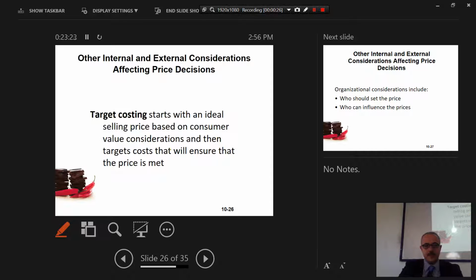Okay. Now, what is target costing? Target costing starts with an ideal selling price based on consumer value considerations and then targets cost that will ensure that the price is met. Let's take this example. What do you guys think if we want to make a new machine? This machine, we will put it on your tables here. And basically your tables will have like a smart board where you put your hand, it will open, and then you can write on it, and it will save to your workplace. What do you think? Great. That's great. How much are you willing to pay for this?